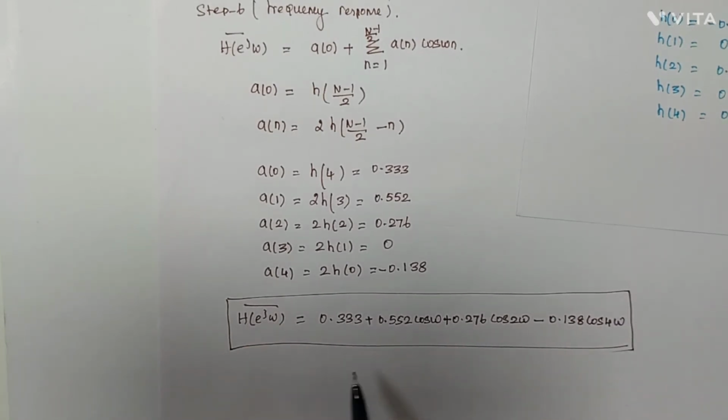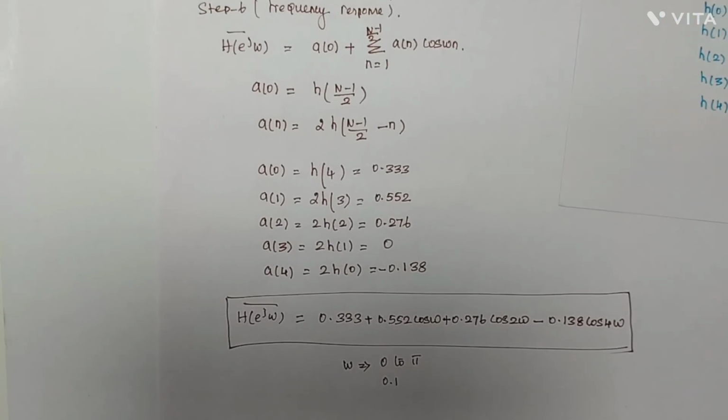So in this way you have to find the frequency response. To plot it for different omega values, choose the omega value from 0 to pi, that is 0, 0.1 pi, with a 0.1 increment, 0.25 pi. For different omega values, find the value of h of e power j omega and then plot. I just summarized the entire process of designing the FIR filter problem.